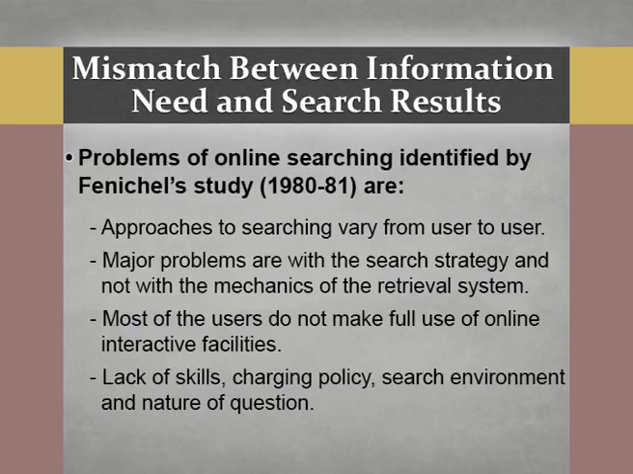We will start with the mismatch between information need and search results. The problems for the mismatch between the information need and the search results were compiled and given in one of the research papers in 1980 and 81. Let us discuss some of the issues over here. This was given by Fenichel, a study done in 1980 and 81.